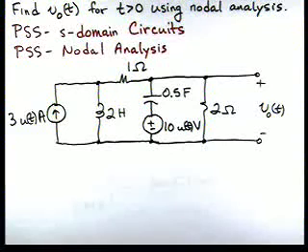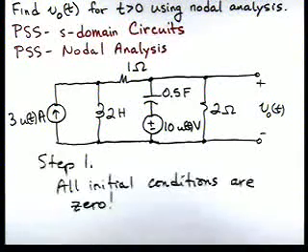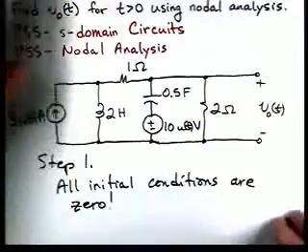If we look at our problem-solving strategy for S-domain circuits, it says first, solve for the initial conditions in the circuit. If we look at our circuit, notice that both sources are multiplied by unit step functions, which says they have a value of 0 for t less than 0. So all our initial conditions are 0 in our circuit. So there are no initial conditions.